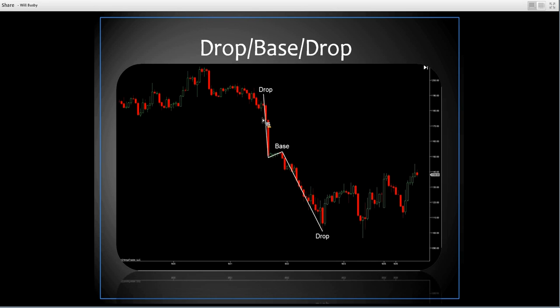This is what a DBD looks like on a price chart. We have a drop in price, a small base, and then a continuation to the downside. This is significant, and it is signifying that the imbalance is still off at that particular level, that the sellers have consumed the buyers. In layman's terms, the sellers are in control.